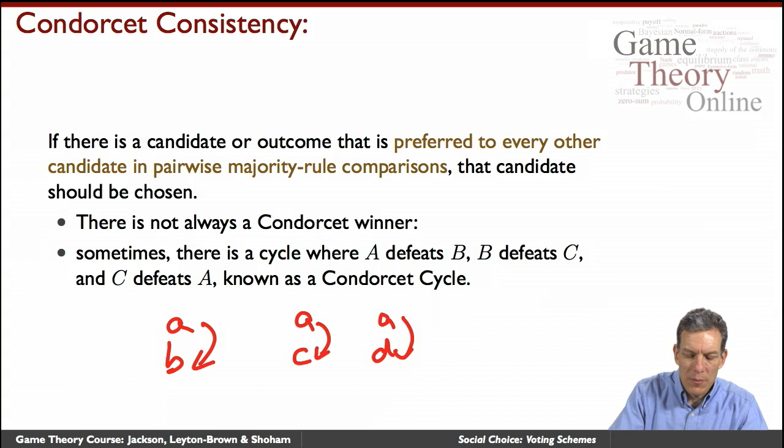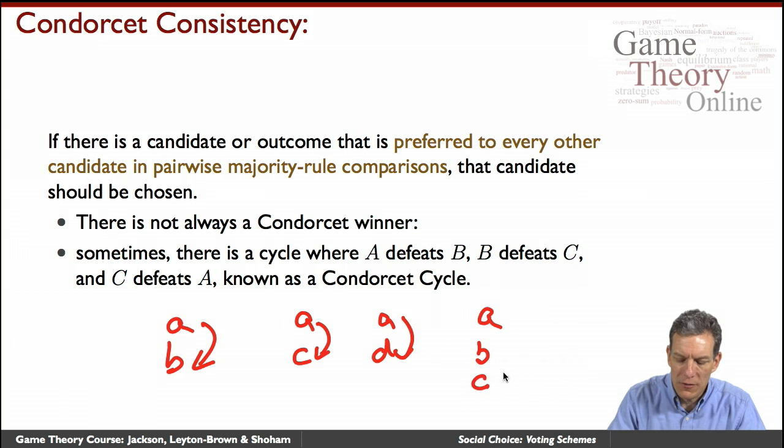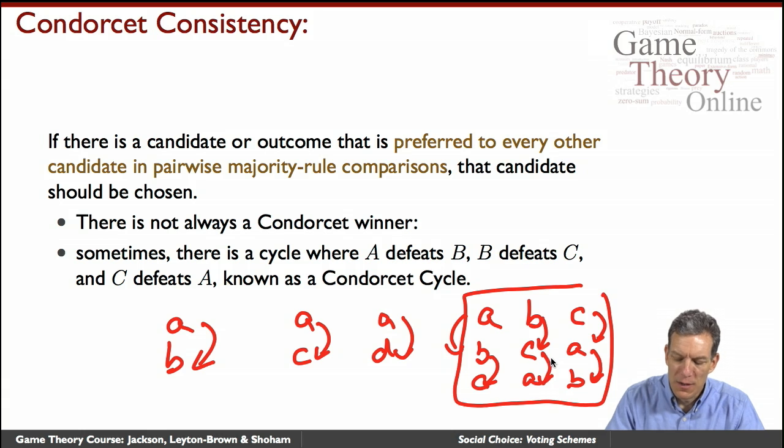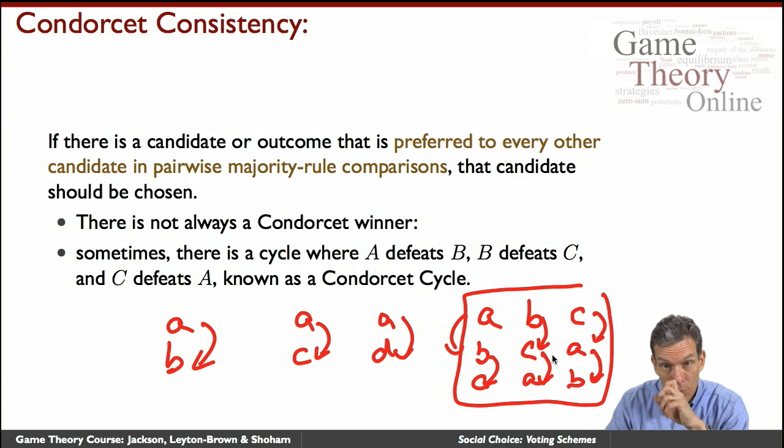And there can be a cycle. So for instance, if we had 3 alternatives, person 1 likes A, B, C, person 2 likes B, C, A, person 3 likes C, A, B. Now you can see here A's preferred to B by a majority. 2 people prefer A over B. B's preferred to C by a majority. But C is also preferred to A by a majority. So we get a cycle here under majority rule. We have A beating B, but B beating C, and C beating A.